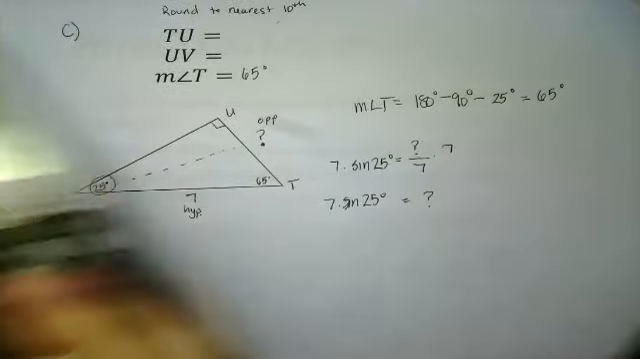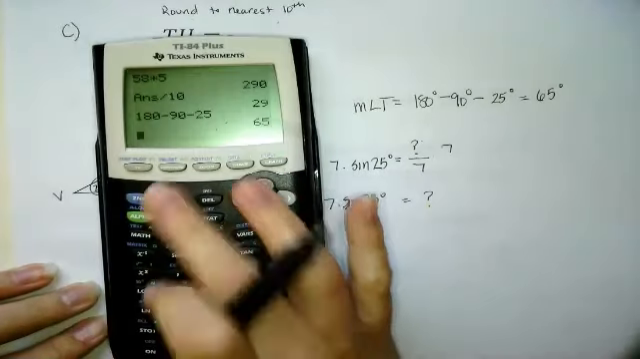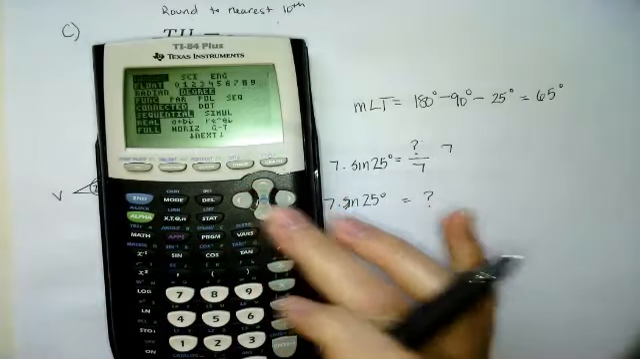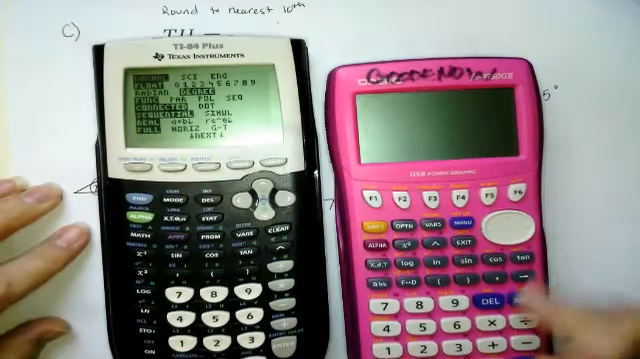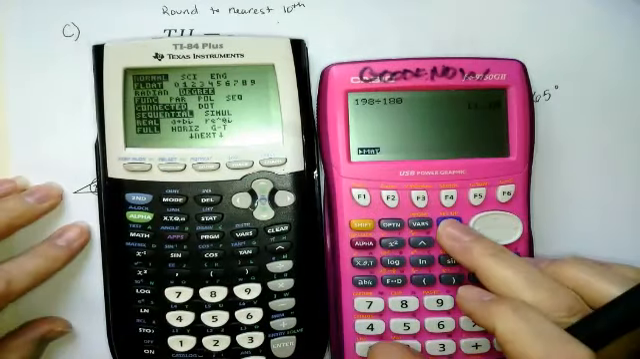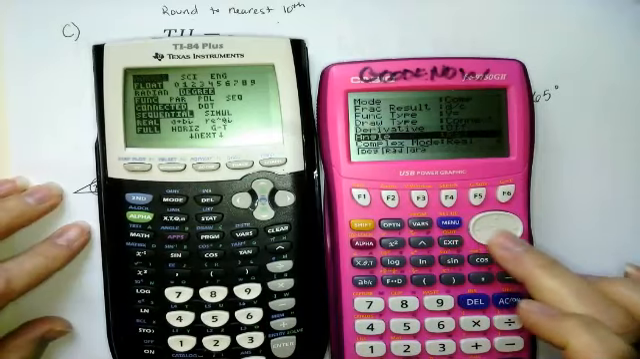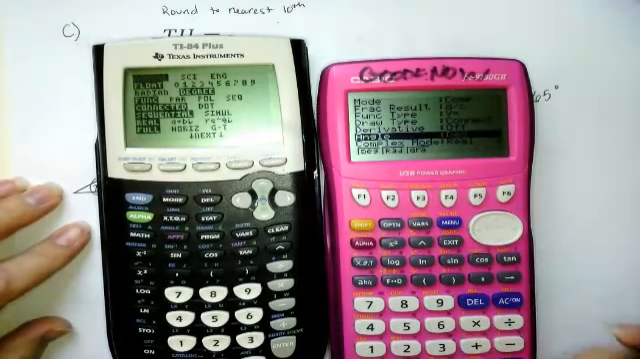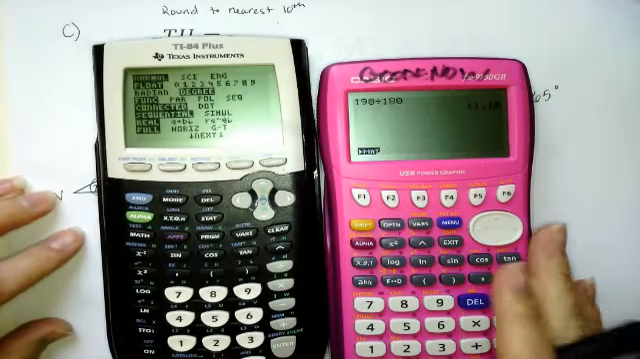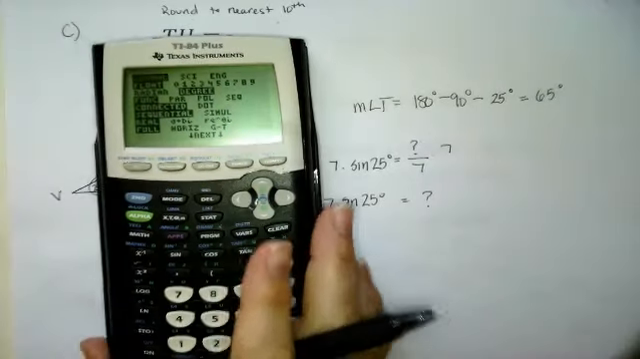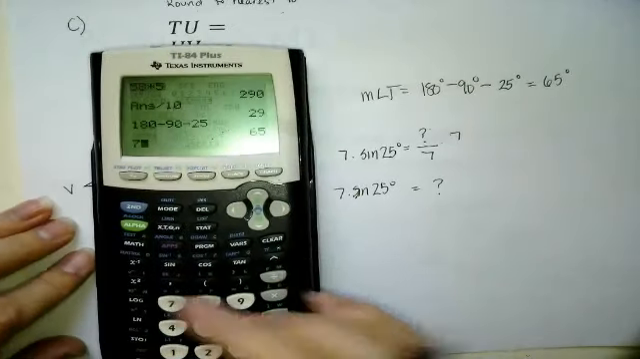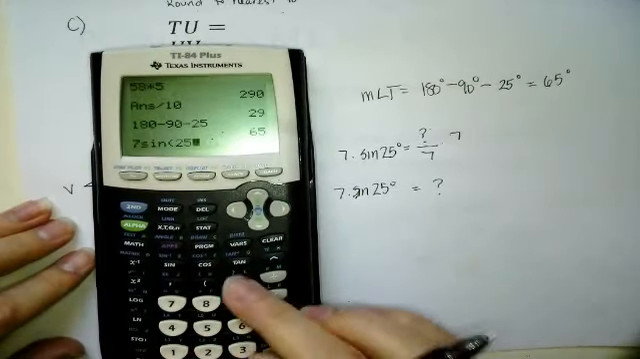So using your calculator, you want to make sure that you are in degree mode. If you have a Casio, then under setup, you have radians and degrees. You want to make sure that you're in degrees. And so we have 7 times the sine of 25.